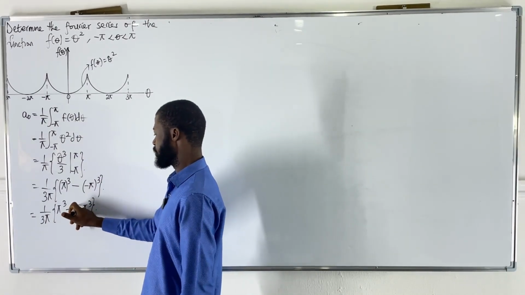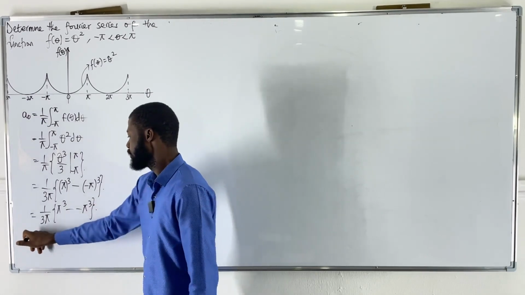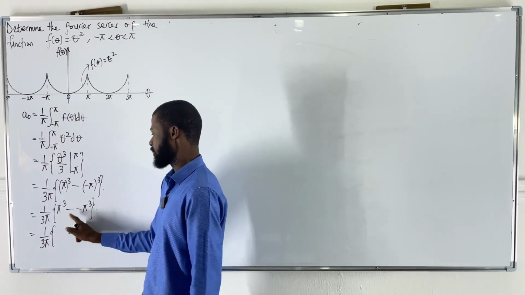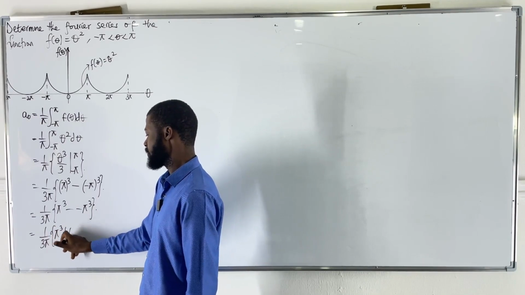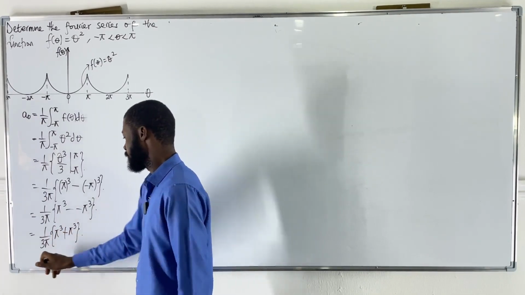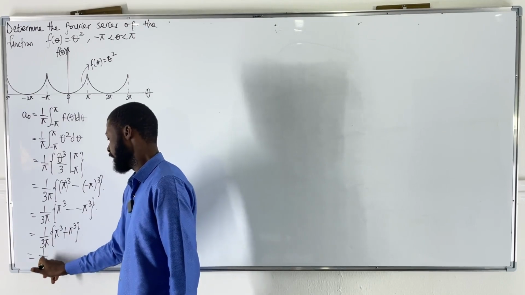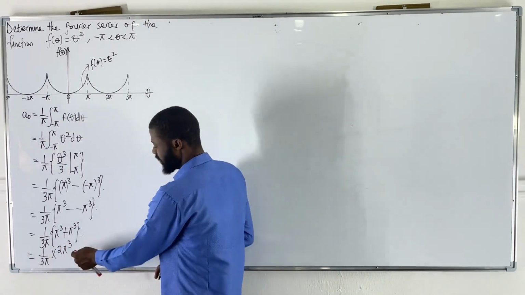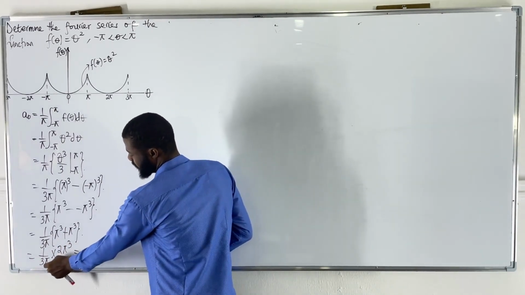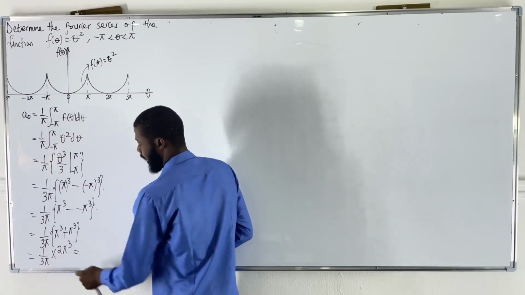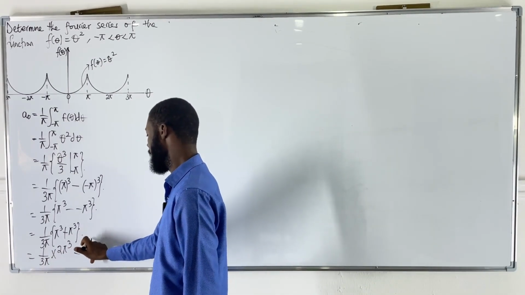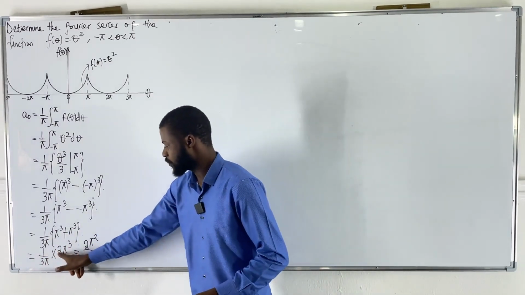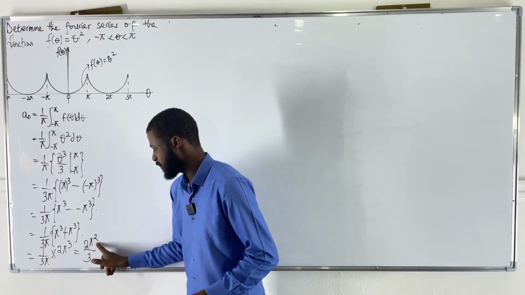You could put a bracket if you wish. So this is 1 over 3 pi into, this would then be plus, so this is pi cubed plus pi cubed. So this means I'll be having 1 over 3 pi times 2 pi cubed. Now, this pi cubed can be divided by this very pi. So this means I'll be having 2 pi squared all over 3. That's what I'm going to be having, because 1 times 2 will give me 2, and pi cubed over pi is pi squared, and then over 3.